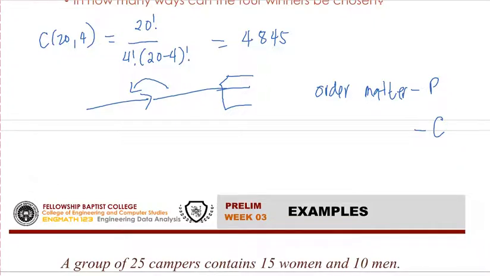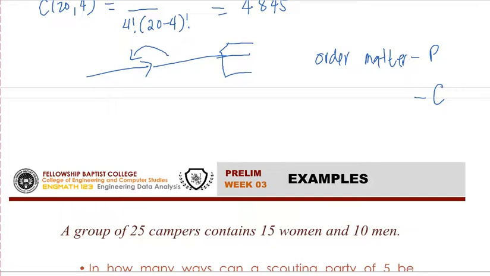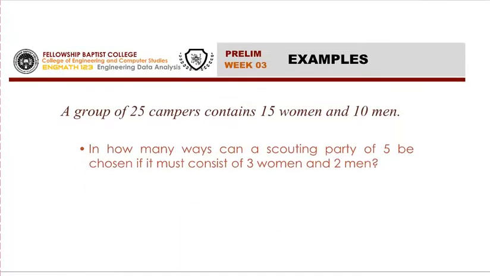Okay, so we have an example here. A group of 25 campers contains 15 women and 10 men. In how many ways can a scouting party of 5 be chosen if it must contain 3 women and 2 men? Take note, this is a very common problem, especially in the board exam. So from 25 campers, there are 15 women and 10 men. We will choose 5 of them.